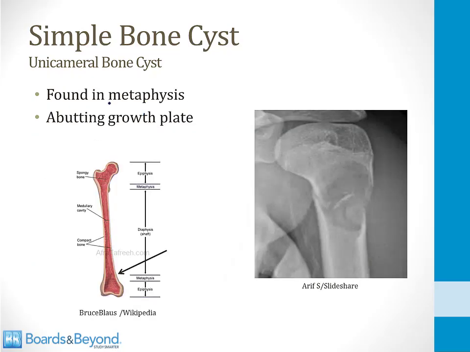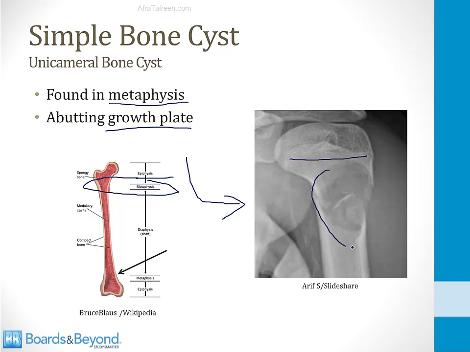They're usually found in the metaphysis of the bone. Remember, that's the widening part before the end of the bone, the epiphysis. They're found abutting the growth plate in children, and this is a picture of one on the screen here. And you can see how it can be difficult to tell this from some other type of lesion, but note importantly that it doesn't occur at the end of the bone. That's the epiphysis. It occurs in the metaphysis, and just by knowing that, you can narrow down the differential diagnosis.